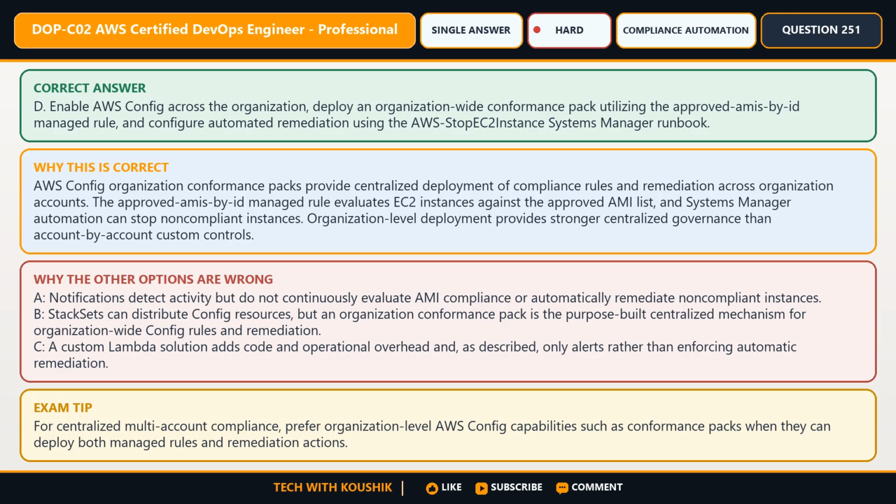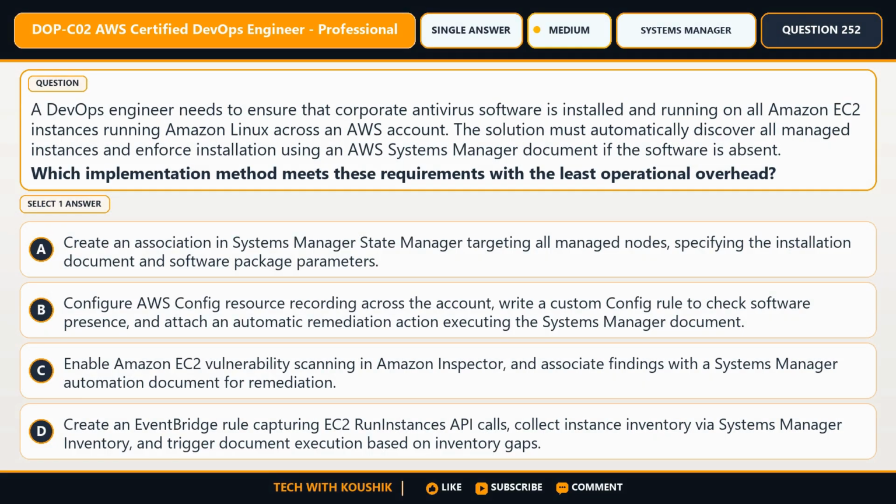The main takeaway is for centralized multi-account compliance. Prefer organization-level AWS Config capabilities such as conformance packs when they can deploy both managed rules and remediation actions. Next up is question number 252. Next, let's move into Systems Manager.